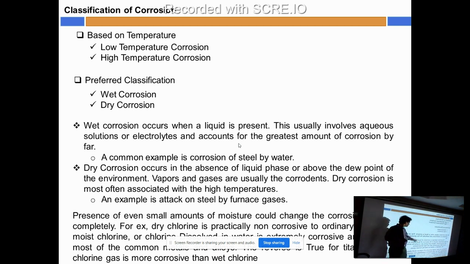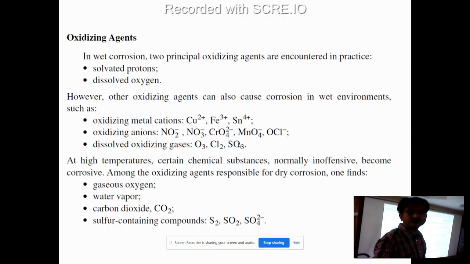Second is dry corrosion. What is dry corrosion? In the film of vapors, in the absence of a liquid phase, or above the dew point of the environment. Vapors and gases are usually the examples, such as steel with furnace gases. You know, in every furnace there will be gases coming out, and all these gases will lead to what is called dry corrosion. Okay, I have given some examples also. You go through them, very good examples I have quoted here.